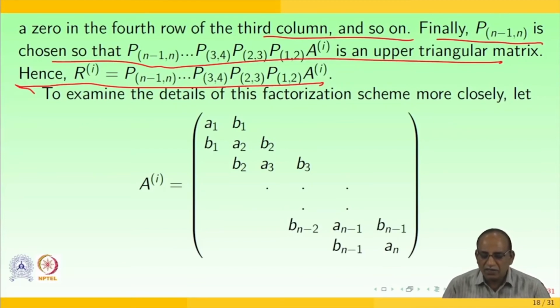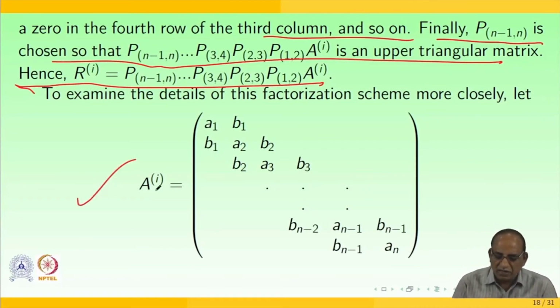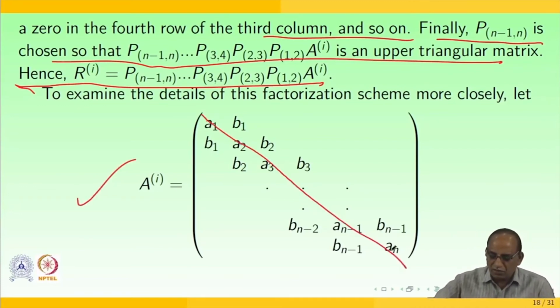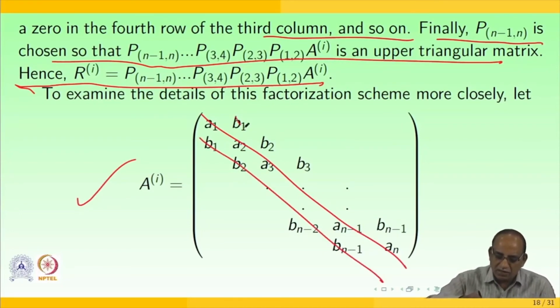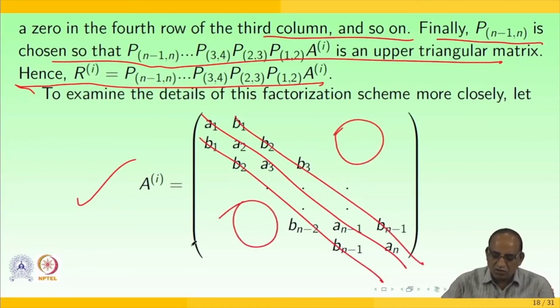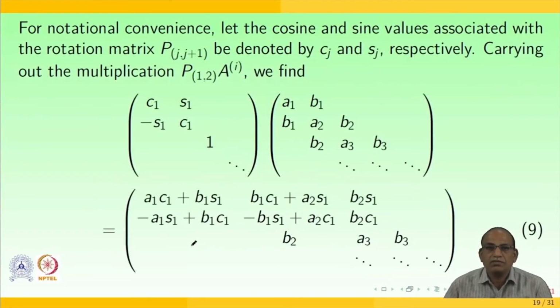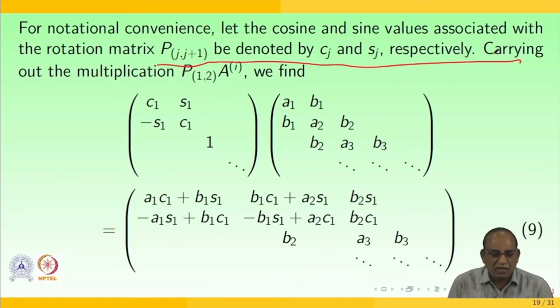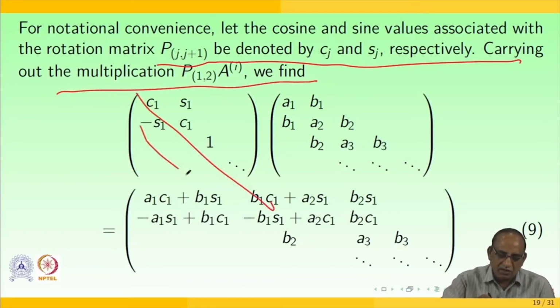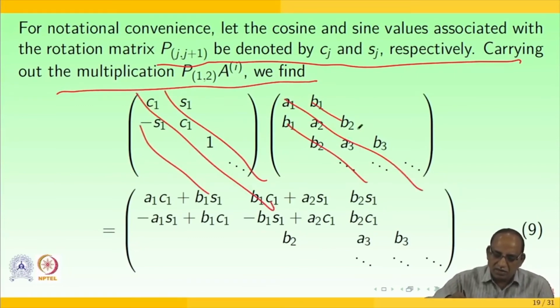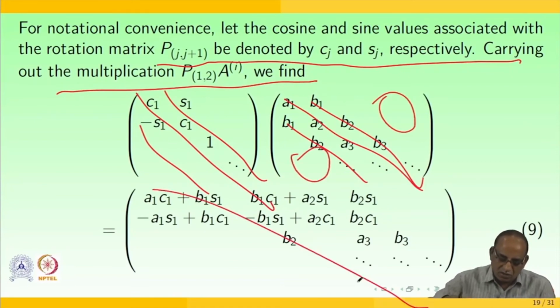To examine the details of this factorization scheme more closely, let us write this matrix Ai is equal to, this is the matrix, and this is the matrix B, and these are all zeros. For notational convenience, let the cosine and sine values associated with the rotation matrix P(j,j+1) be denoted by Cj and Sj respectively. Carrying out the multiplication P1 Ai, we find that this is the matrix, and these are all zeros.